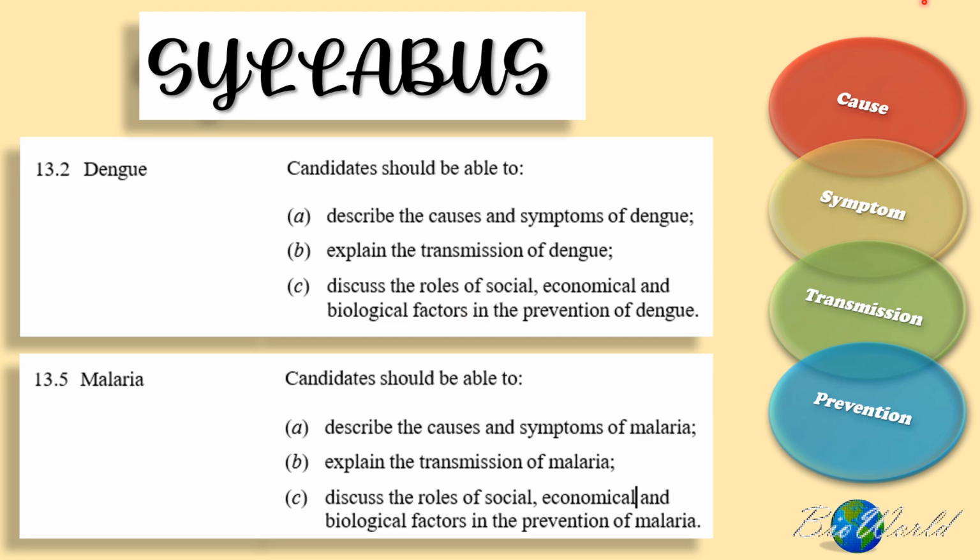Now, for both of these diseases, as well as the other diseases discussed in chapter 13, all you need to know are the cause of the disease, the symptoms of the disease, the transmission of the disease, and also the prevention. So come, join me to learn more about dengue and malaria.